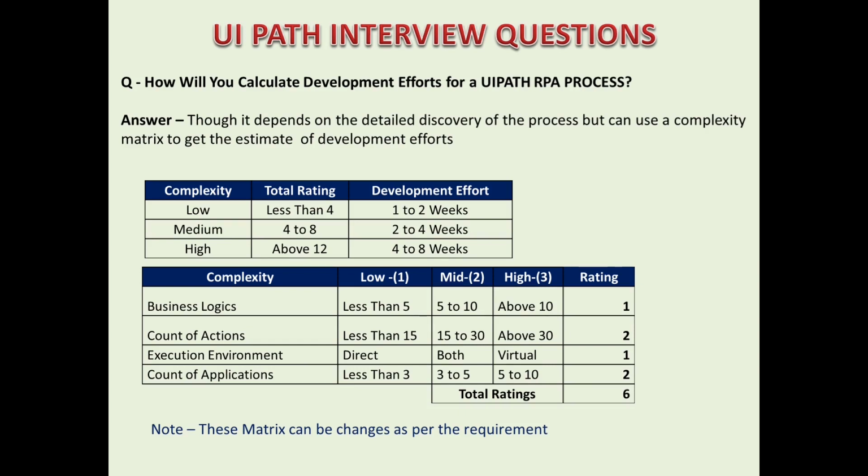Based on the complexity range, we can define the ratings, and then we can reach the final complexity of the process. If the final complexity is low, then we can commit 1 to 2 weeks. If the final complexity is medium, 2 to 4 weeks, and if it is high, then 4 to 8 weeks is the time as per the RPA standard. And these metrics or ranges can be changed as per the process requirement.